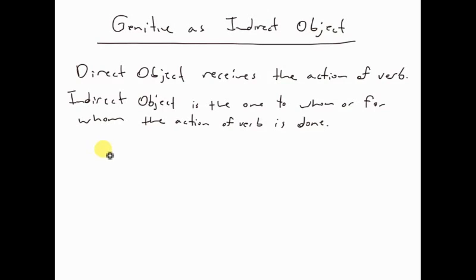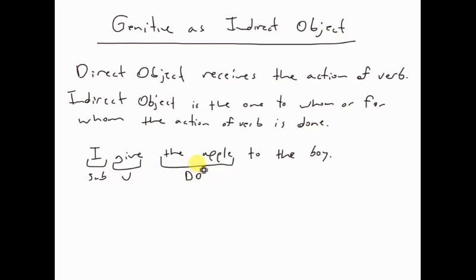So for example, we can say, I give the apple to the boy. I is the subject, give is the verb, so I am doing the verb, the doer of the verb. The apple is the direct object because the apple is receiving the action of giving, and to the boy, or rather the boy himself, is the indirect object. I give the apple to the boy. The subject verbs the direct object to the indirect object.